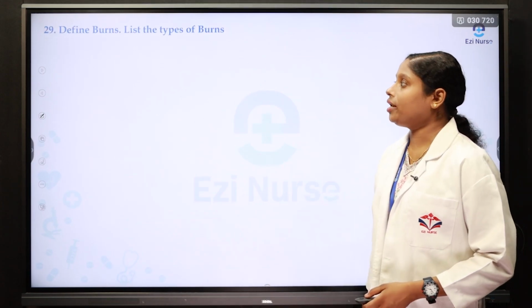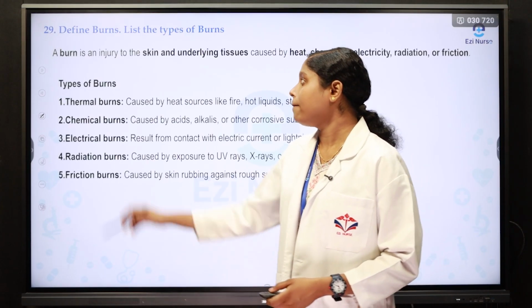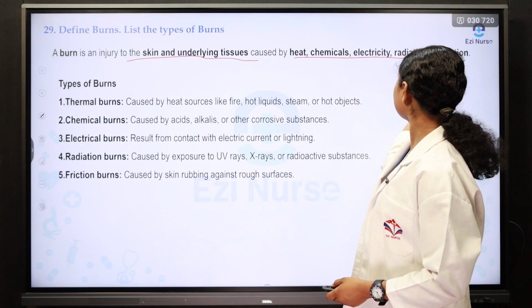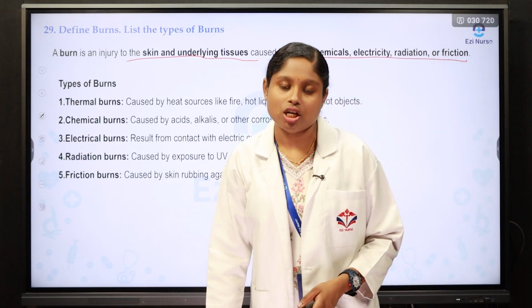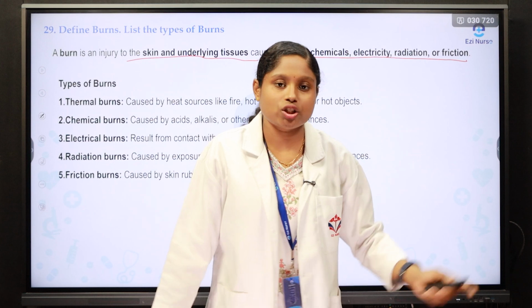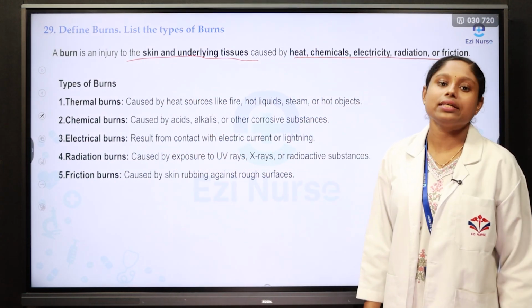Next question, 29th question, that is define burns, list the types of burn. So what are burns here? Burn is an injury to the skin and underlying tissue caused by heat, chemicals, electricity, radiation or friction. So it is either due to heat, chemicals, electricity, radiation or friction. The injury of skin and underlying tissue is known as burns.